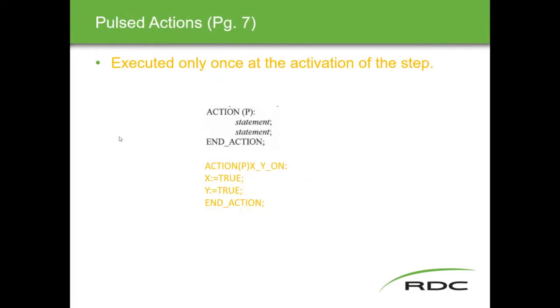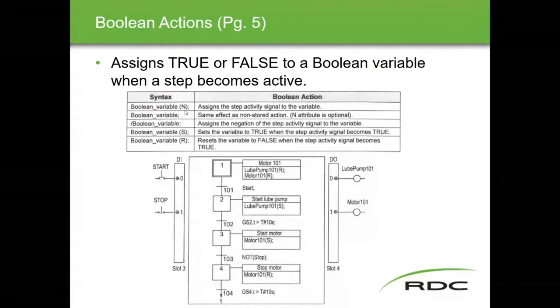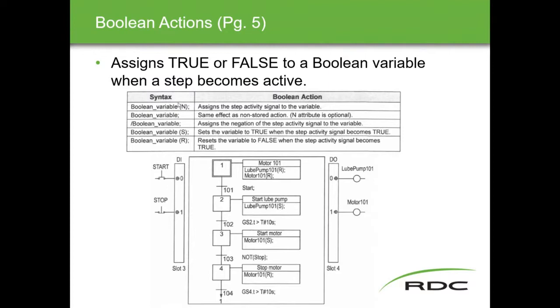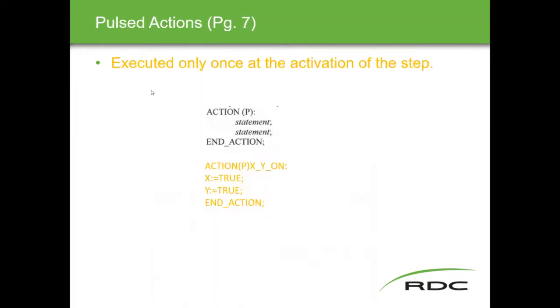Okay, pulsed actions in Boolean here, page 7. Let me just flip along while we're here. Pulsed actions are executed only once at the activation of a step. These things with N on them, they get scanned every time there's a scan cycle. So if the scan is 10 times per second, for example, or 100 milliseconds, it's going to do 10 scans every time the cycle goes through. It's going to scan and look at that data. With a pulsed action, it's only going to be executed once. So it's going to look at that value once. It's not going to reevaluate every time the scan cycle occurs. It's only going to reevaluate it once the program goes through its complete cycle.